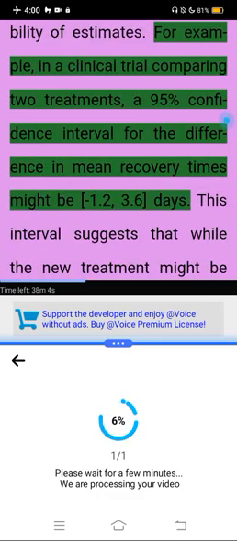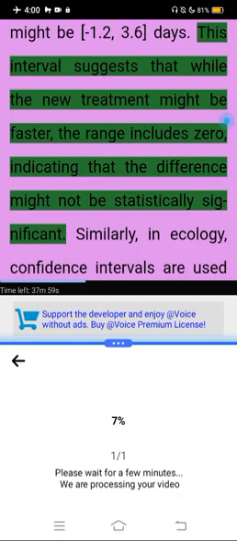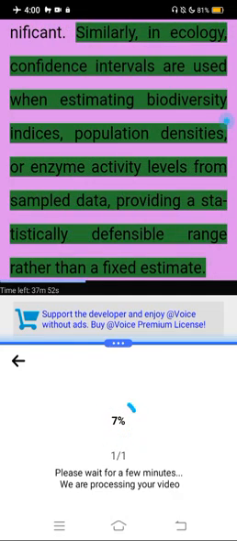For example, in a clinical trial comparing two treatments, a 95% confidence interval for the difference in mean recovery times might be minus 1.2, 3.6 days. This interval suggests that while the new treatment might be faster, the range includes 0, indicating that the difference might not be statistically significant. Similarly, in ecology, confidence intervals are used when estimating biodiversity indices, population densities, or enzyme activity levels from sample data, providing a statistically defensible range rather than a fixed estimate.